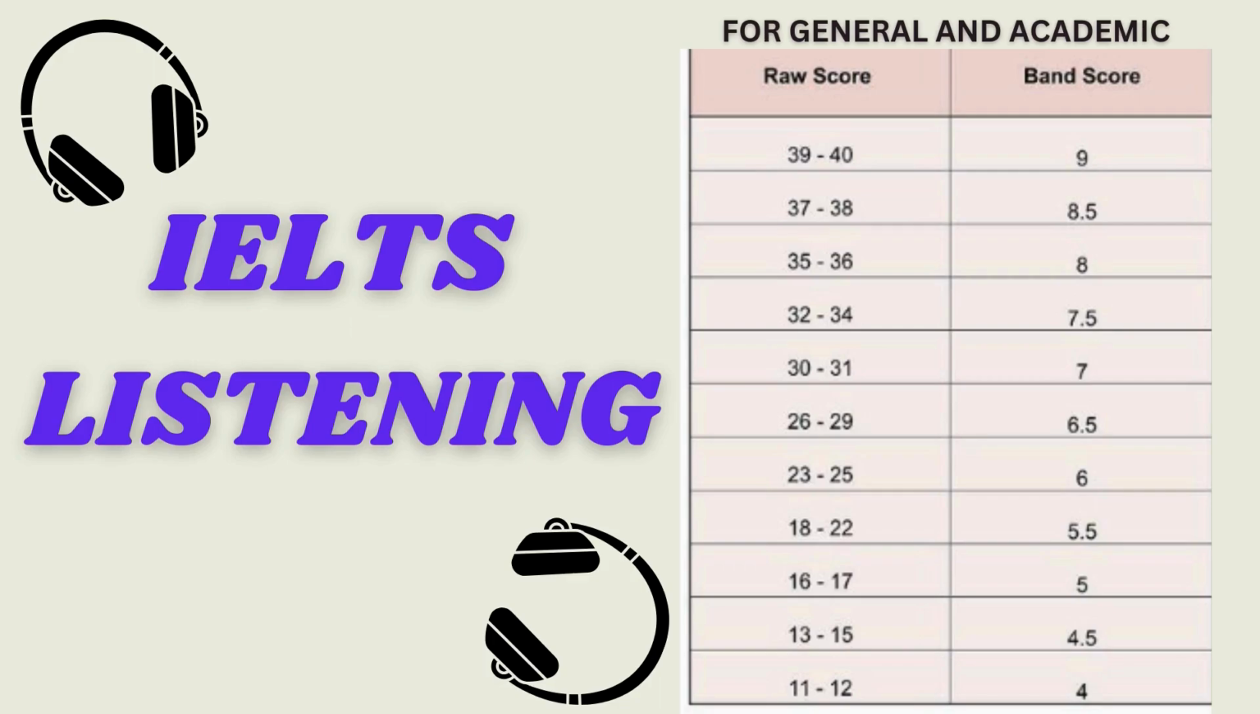As you can see in the image, if you are scoring between 26 to 29, that is band 6.5. Then, if you are scoring between 30 and 31, that is band 7. If your score is 32 to 34, that is band 7.5. If your score is 35 or 36, it is band 8, and just like that, if you are scoring 39 and 40, it is band 9.